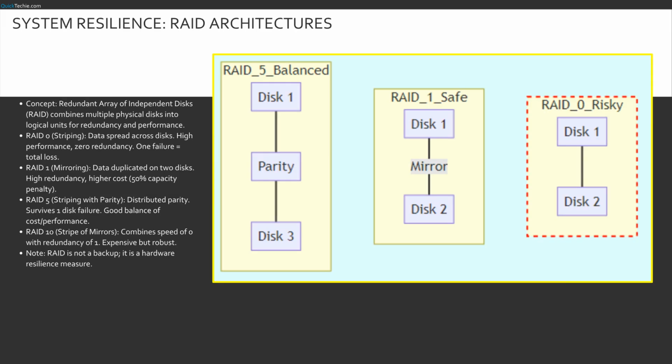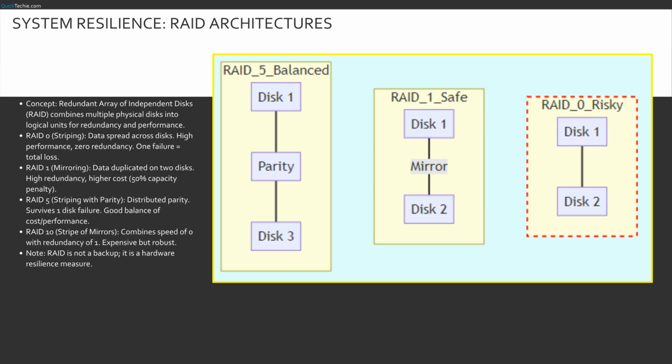Backup recovers data. Resilience prevents it from going offline in the first place. The most common technology here is RAID. You must know the levels. RAID 0 stripes data for speed, but offers zero fault tolerance. If one drive fails, you lose everything. Never use RAID 0 for critical systems.